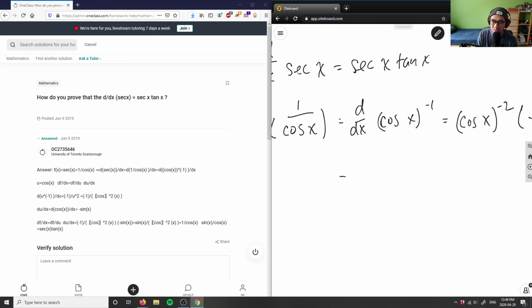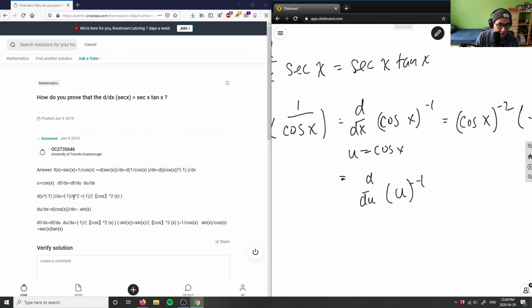So they basically said let u equals cos x, so they have d over dx of u to the power of -1. And then what they're doing here is this is simply just negative u. They're taking d over du, so they're changing it between basically to d over du here. So sorry, this is d over du.